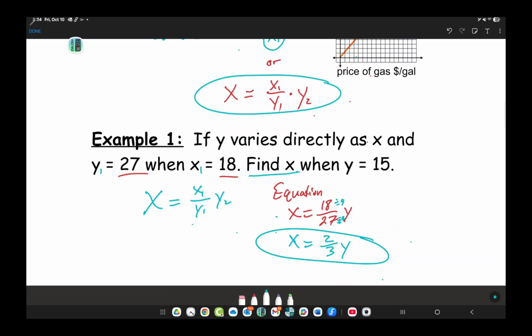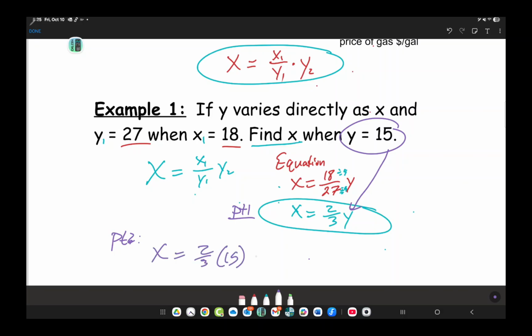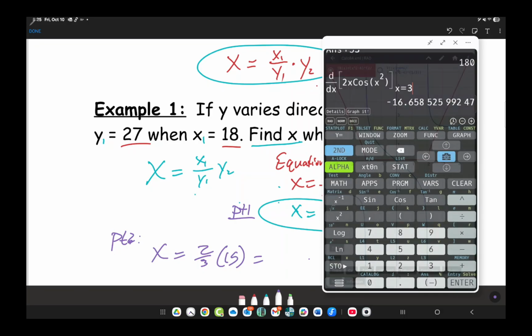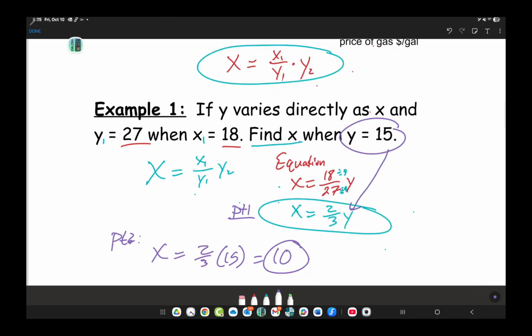So it's not solved. So part two. So this is part one. Part two is we're going to plug in this y value in here. X is equal to 2/3 times 15. And you just type that straight into a calculator. So 2 divided by 3 times 15, and we get 10. Or you do 15 times 2 divided by 3. It doesn't matter what order you put that in, you'll still get 10.